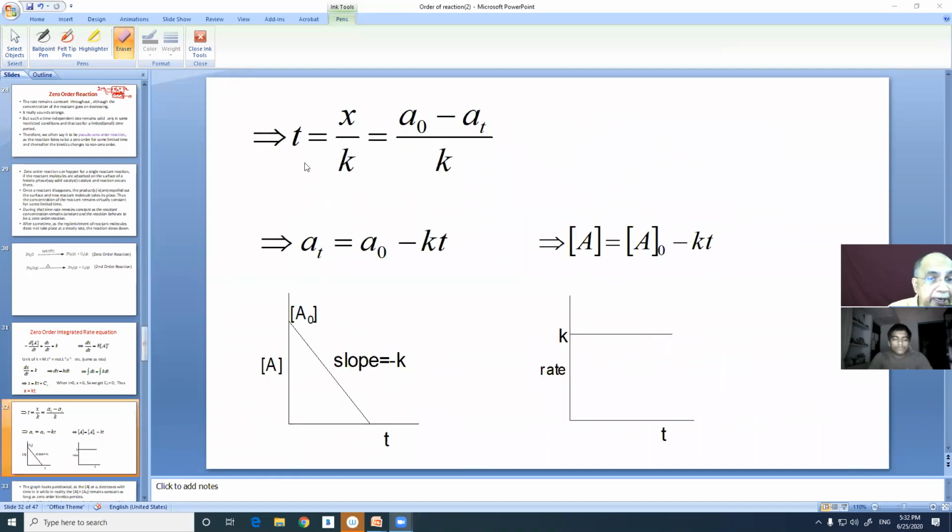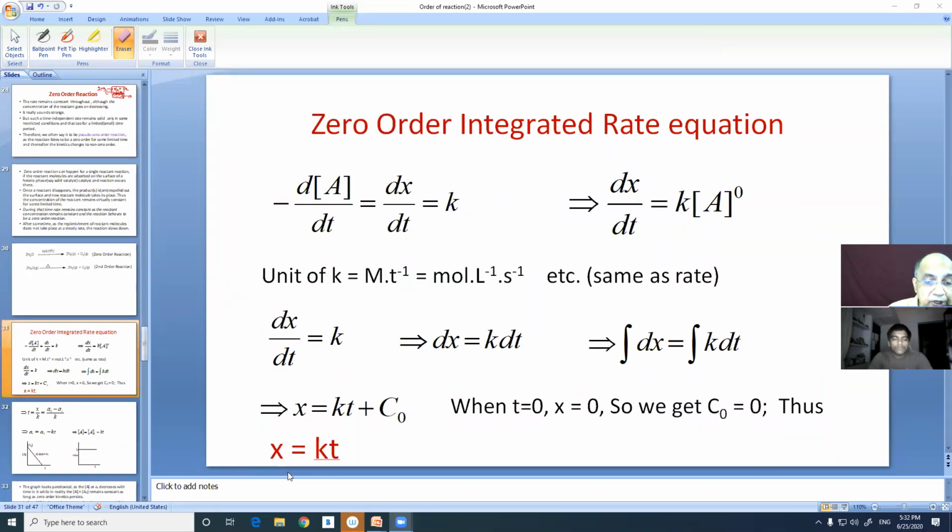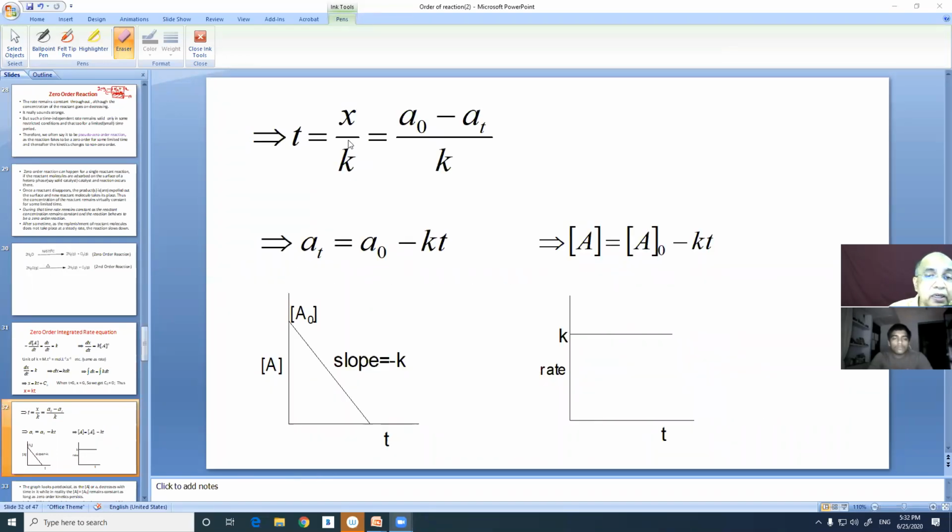Now see, you take t to one side and k to the other. t is equal to x by k, and in place of x, the product, we write A0 minus At. A0 is the initial concentration of the reactant. At is the concentration now remaining. So A0 minus At is the product that has already disappeared. So in place of x, we write A0 minus At.